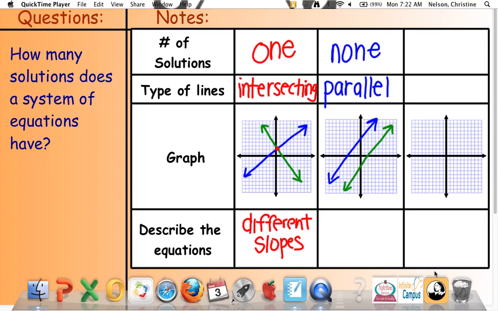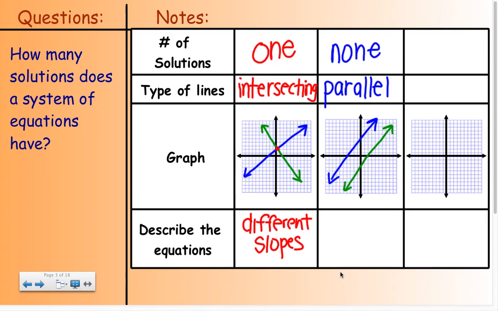The equations for parallel lines, if you think back to chapter 4, we know that the slopes are the same, because we learned that parallel slopes stay the same, perpendicular flip and change, and they also can't have the same y-intercept. They have to be crossing the y-axis at different points. So we'll say different y-intercepts.